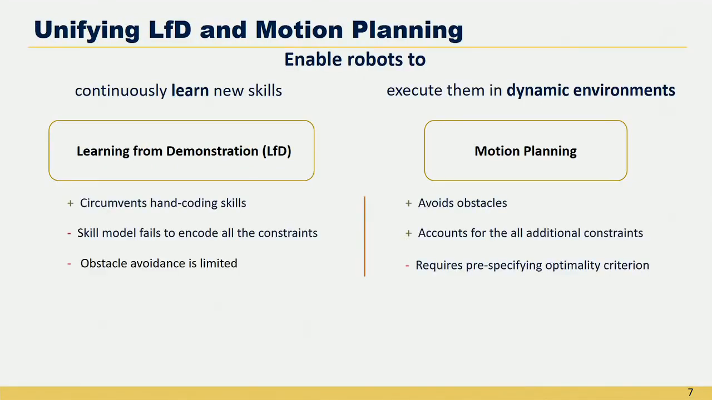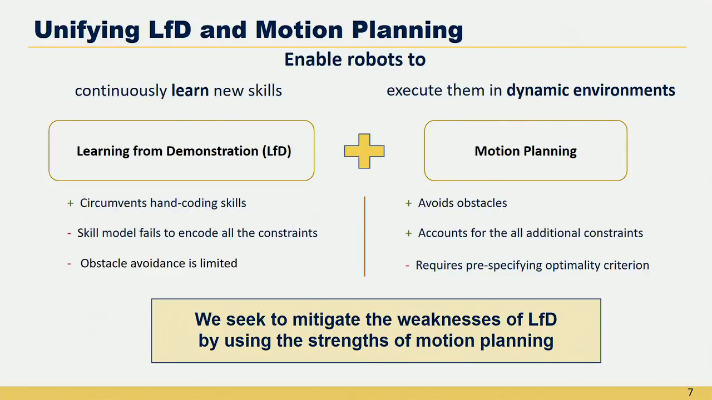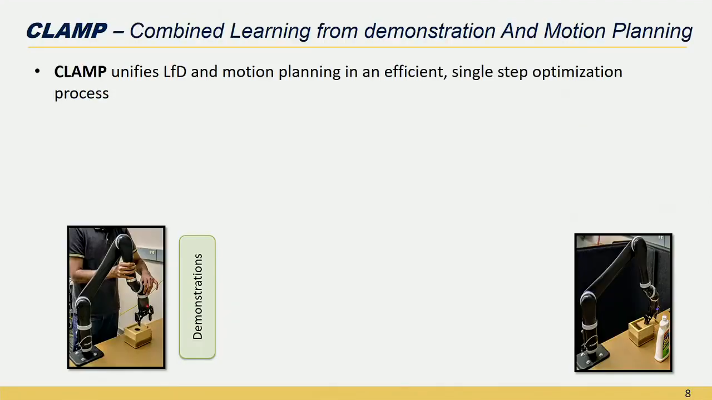So putting these pros and cons together of LFD and motion planning, we see that these two have some complementary trade-offs. We seek to make use of the strengths of motion planning and feed them to LFD, and mitigate the weaknesses of LFD by doing so. There are some existing approaches that seek to do this, but they do it in a hierarchical fashion, where the motion planning algorithm is called after the LFD algorithm gives a reproduced trajectory, to readapt it to a particular scenario. We present to you CLAMP, which is combined learning from demonstration and motion planning.